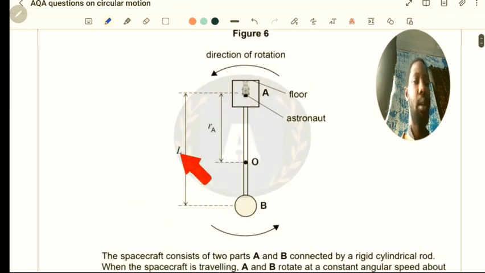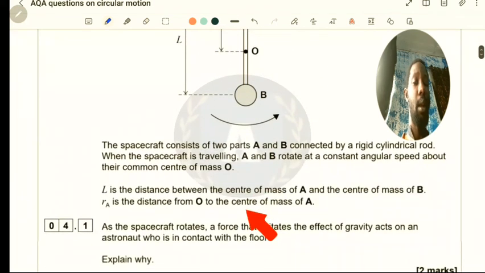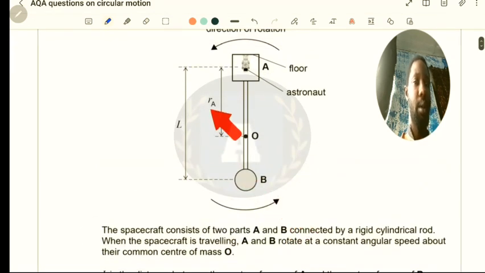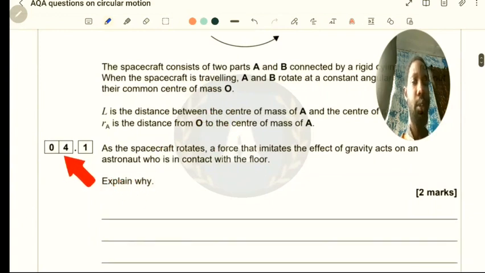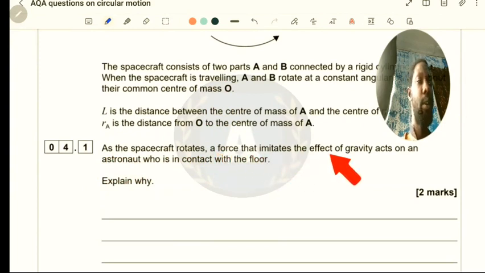So here is L, from here to here is L, the distance between the center of mass of A and B. And then we were told that RA is the distance from O to the center of mass of A. So where is RA? It is the distance from A to the center O. That's RA. Now the first question says, as the spacecraft rotates, a force that imitates the effect of gravity acts on an astronaut who is in contact with the floor. You are asked to explain why.